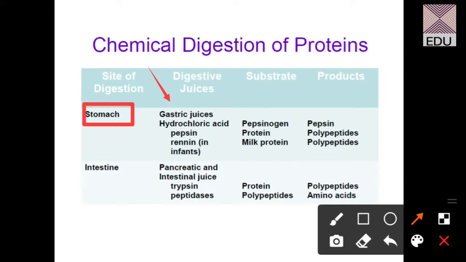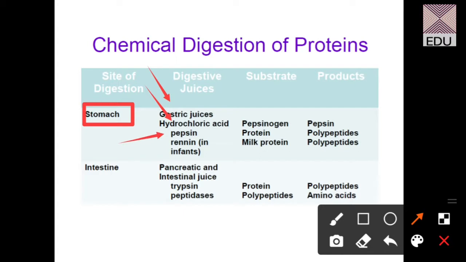We have earlier discussed that mechanically the stomach also degrades the food into smaller particles, but here we are considering only the chemical digestion. First of all, we have the gastric juices. Second, we have the HCl, the hydrochloric acid. That is also produced by the chief cells of the stomach. And next we have some other digestive enzymes. First of all, it is the pepsin.